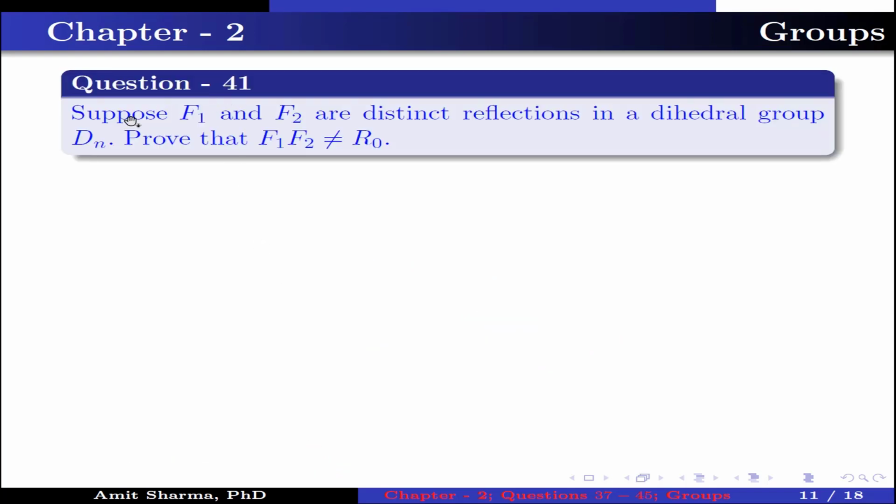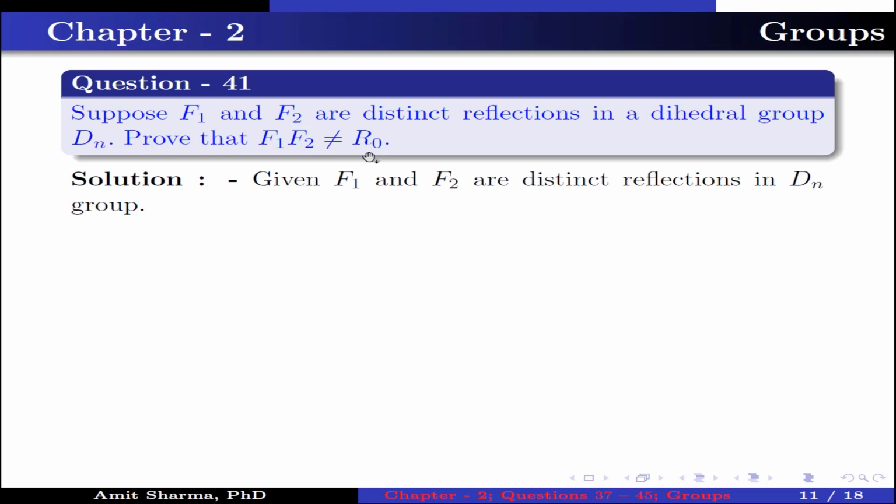Question number 41. Suppose F1 and F2 are distinct reflections in dihedral group Dn. Prove that F1 into F2 is not equal to R0. Given F1 and F2 are distinct reflections in the Dn group, let, if possible, F1 into F2 be equal to R0. This is the identity element.